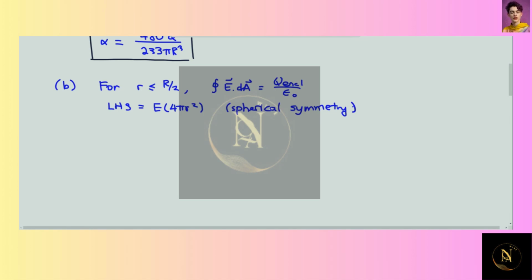And then the next task will be to find the charge enclosed. The charge enclosed will be the integral from 0 to small r of rho dV, but we are only interested in the region with 3 alpha r divided by 2 R. This charge density only, because it's between 0 and R over 2.